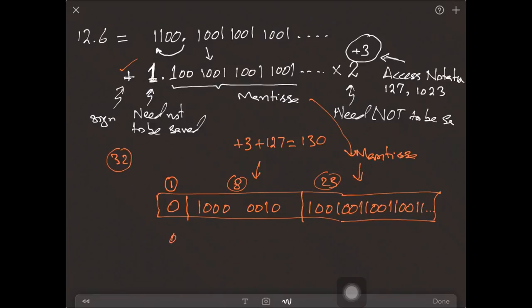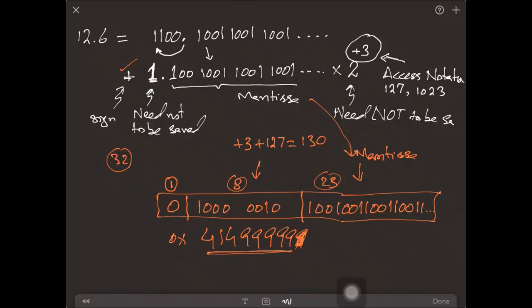And if I write in hex, it becomes 0x414999 and maybe 3 more digits, 1 2 3 4 5 6 7 8. So we have this much. So this is how it is stored.